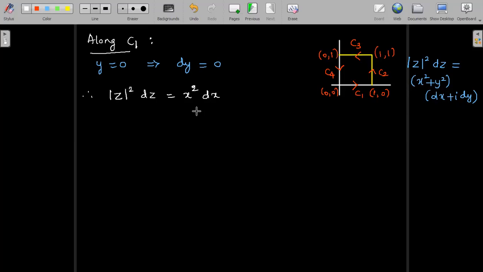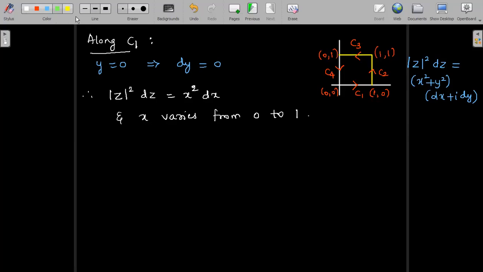And what does x vary from? If I am representing mod z square dz in terms of x square dx, I have to write down limits for x. So observe from the figure here. So x varies from 0 to 1. x varies from 0 to 1. y is 0, constant along C1, and x varies from 0 to 1. Okay, so we will write the same thing here. And x varies from 0 to 1. This is along C1. Similarly, we will be doing along the remaining curves.